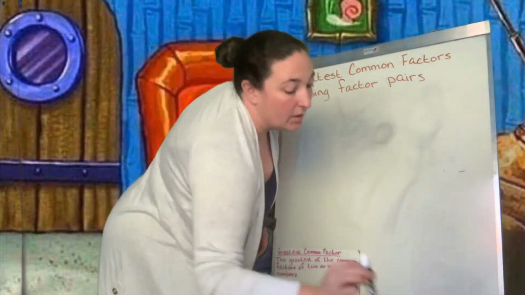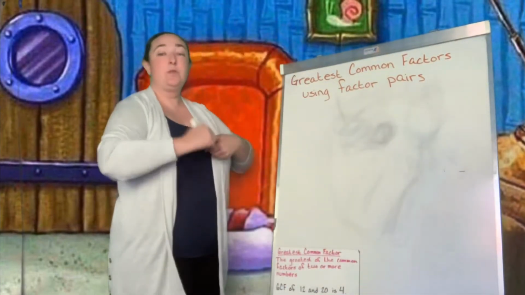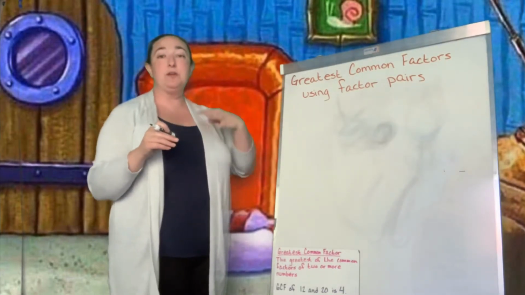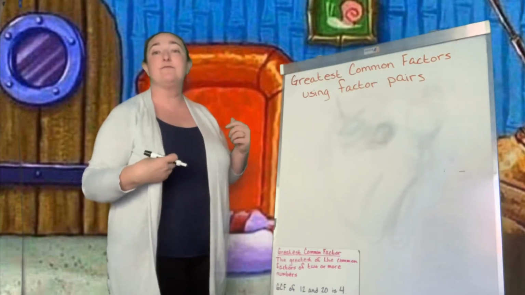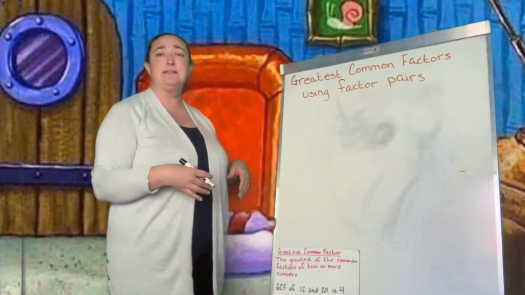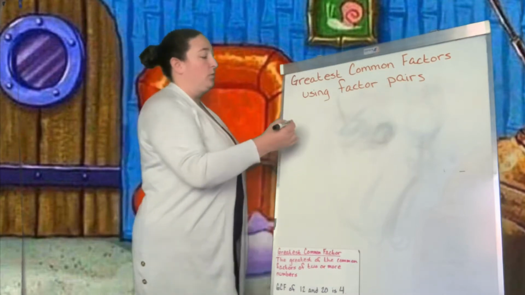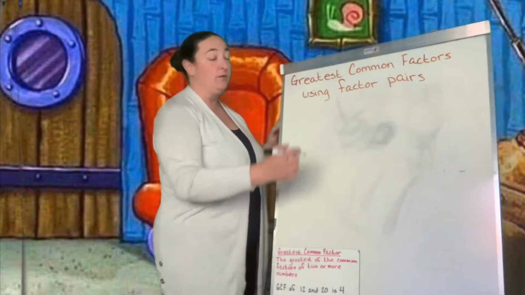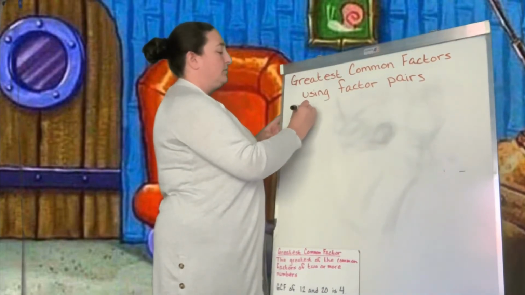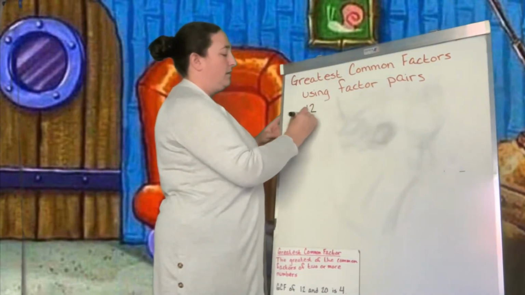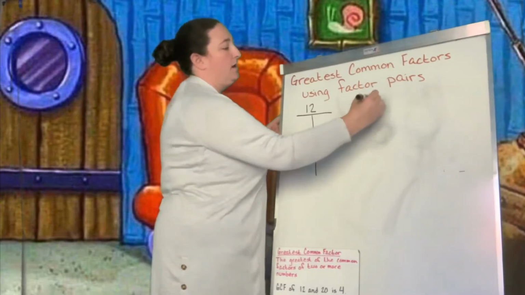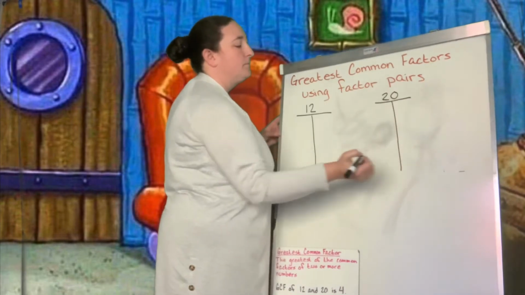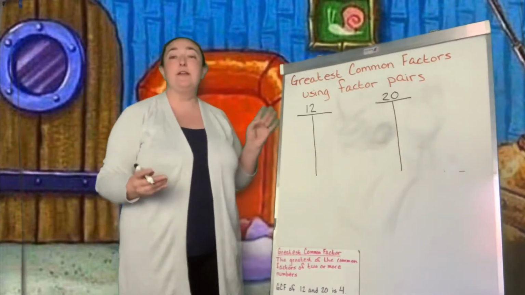All right. So today we're going to talk about the greatest common factors using factor pairs. And remember, in a previous video, I showed you how to use T-charts to find factor pairs. We're going to do the same thing today. For today's example, we're going to use 20 and 12 because those are the numbers that we had in our example for our definition. So I'm going to do a T-chart for 12, and I'm going to do a T-chart for 20. And what we're going to do is find all the factor pairs.